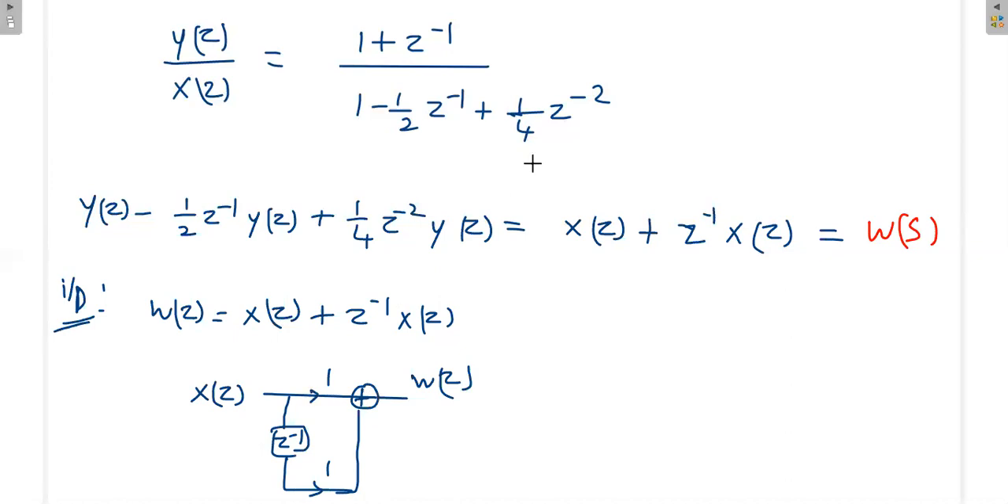Again, for the realization at the output side, we'll take the y of z and w of z terms. At the output side, y of z minus 1 by 2. We'll write it on the next page.